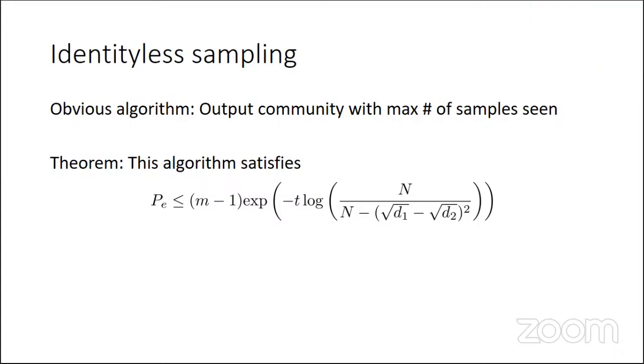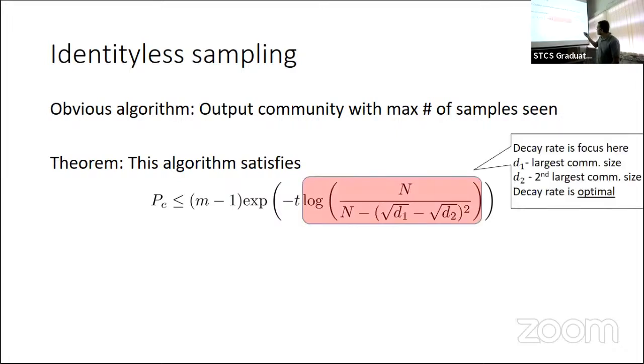So the reason I'm pointing this out is simply that, firstly, the probability of error decays exponentially with time. And in these fixed budget algorithms, the goal is to basically understand the rate of exponential decay. So that's this quantity out here. One basically wants to try and maximize this. It captures the exponential rate at which the probability of error is decaying with increasing budget. It depends on the total population size, the size of the largest community, and the size of the second largest community.